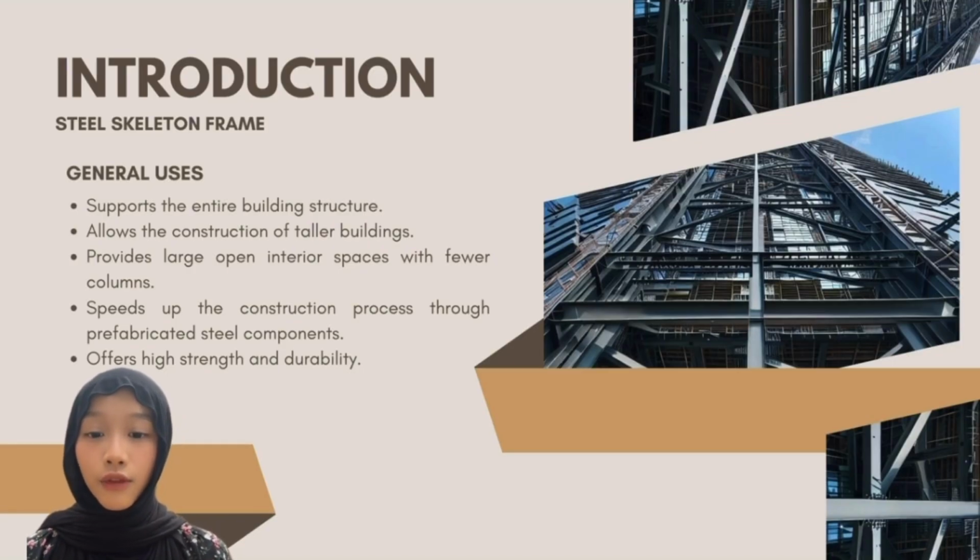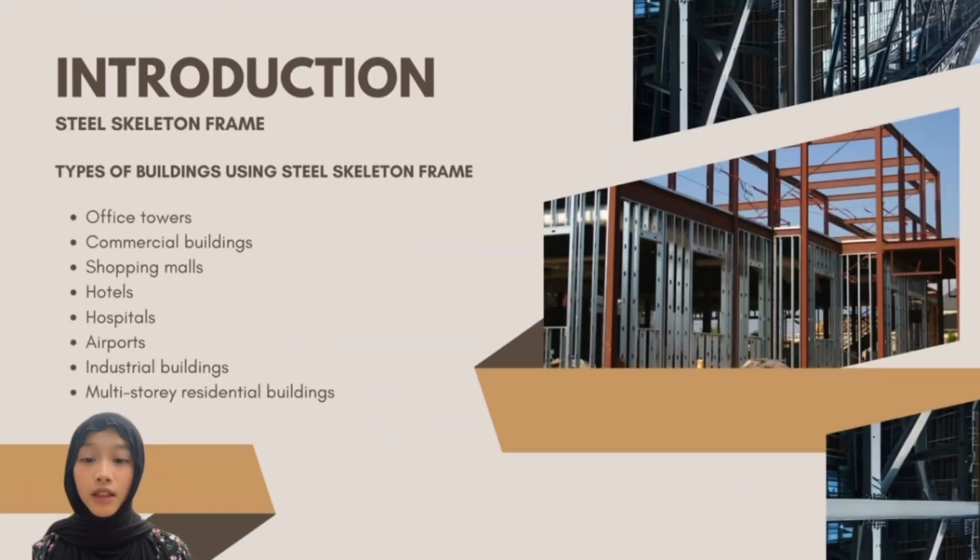Next, steel skeleton frame speeds up the construction process through prefabricated steel components. And lastly, these frames offer high strength and durability. Next, these are the types of buildings that use steel skeleton frame. For example, office towers, commercial buildings, shopping malls, hotels, hospitals, airports, industrial buildings, and multi-story residential buildings.